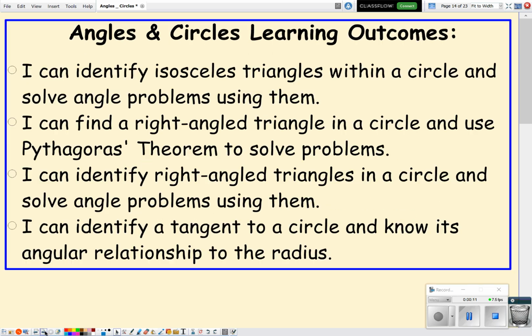So we look at the learning outcomes again. We're on the third one tonight, this one here. So we're going for identifying right angled triangles in a circle. The last lesson was about using Pythagoras' theorem to solve problems, this lesson we're just going to be looking at solving some angle problems. So let's have a wee look.